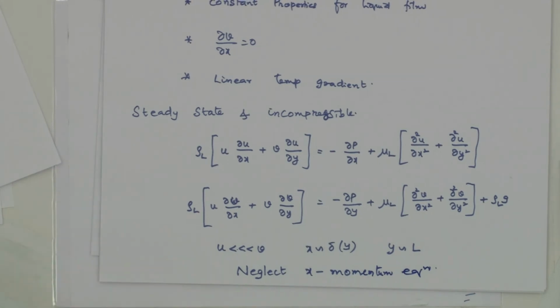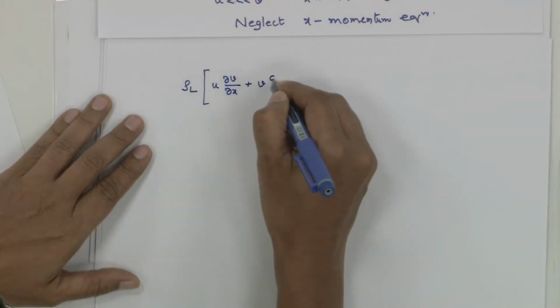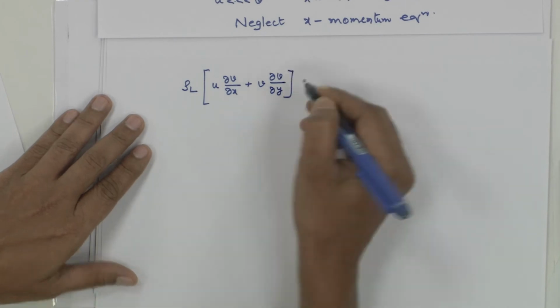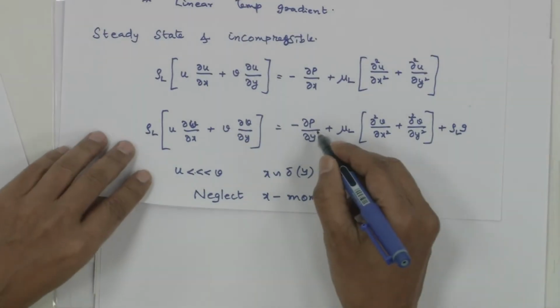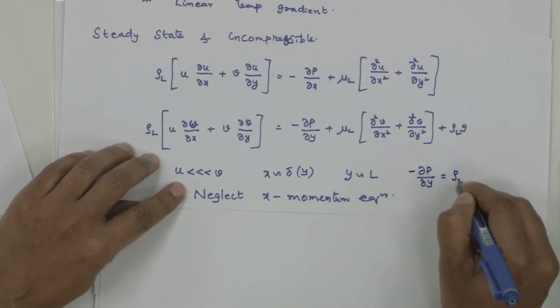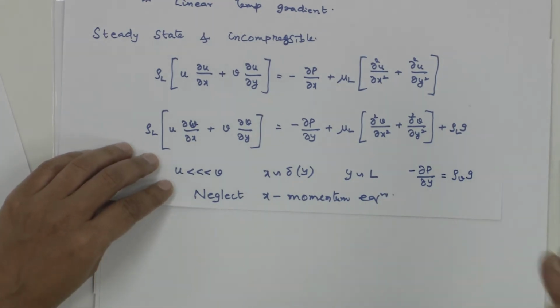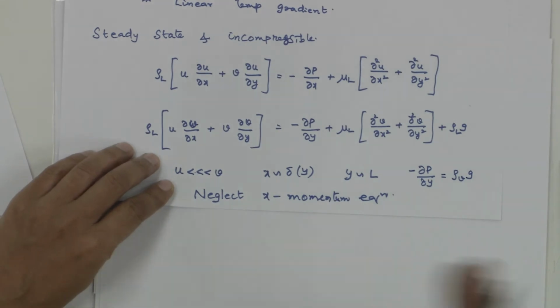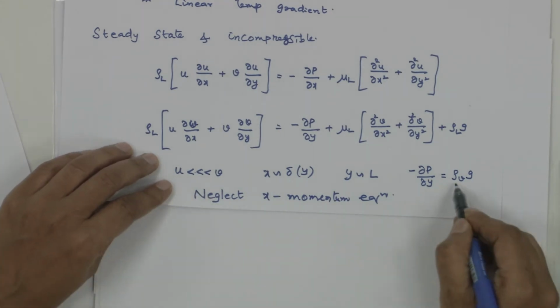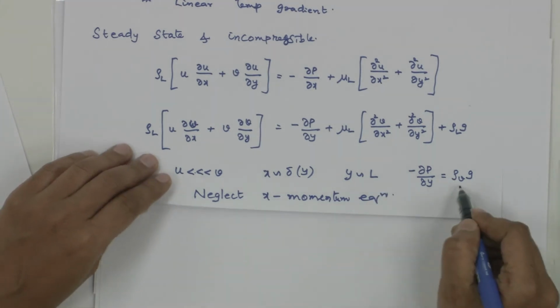So what will I get? I get the y momentum equation, that is rho L into u del v by del x plus v del v by del y, and here del p by del y can be replaced by rho v into g. Notice, this is hydrostatic pressure. This is the outside pressure which is impressing on my film, like my boundary layer. So notice I am not writing minus again because my y is downwards positive, rho v into g.